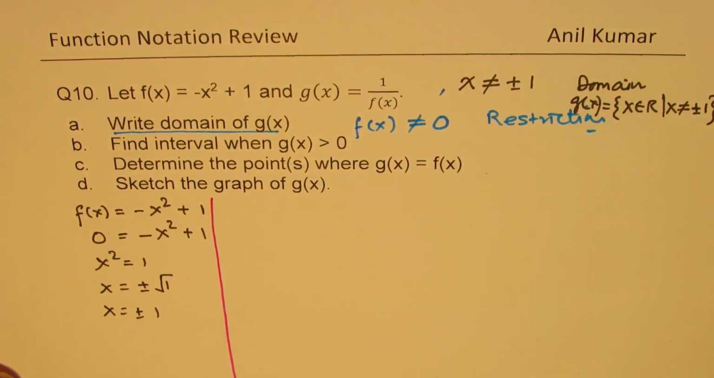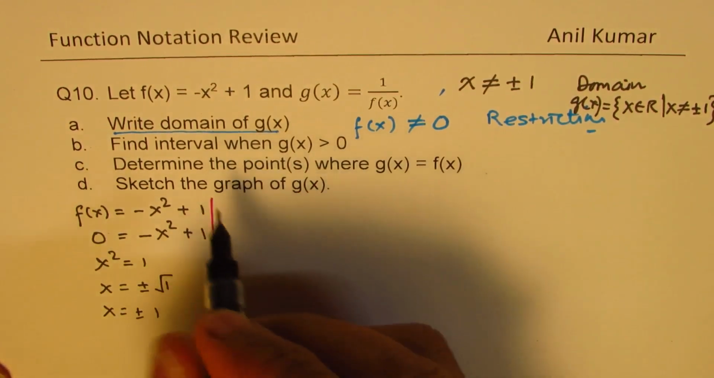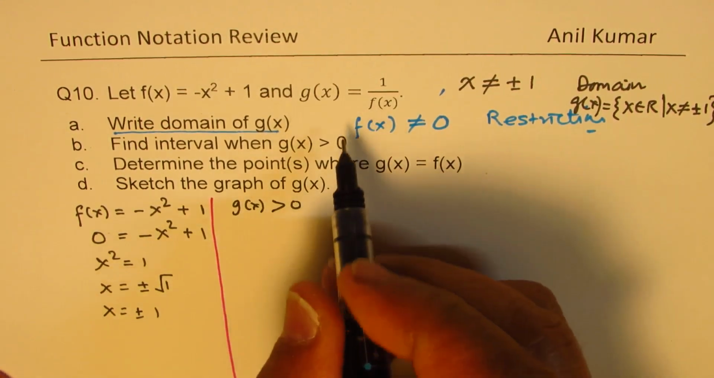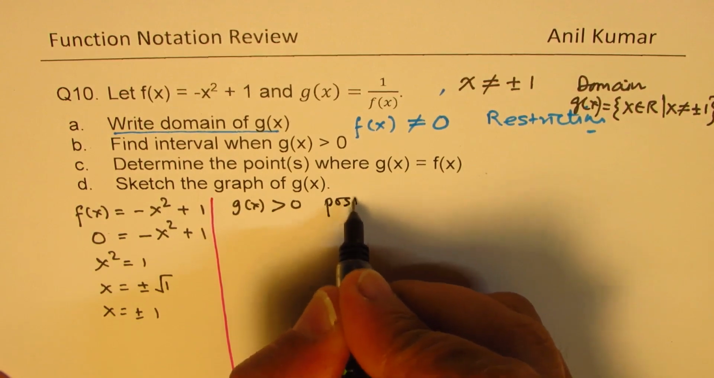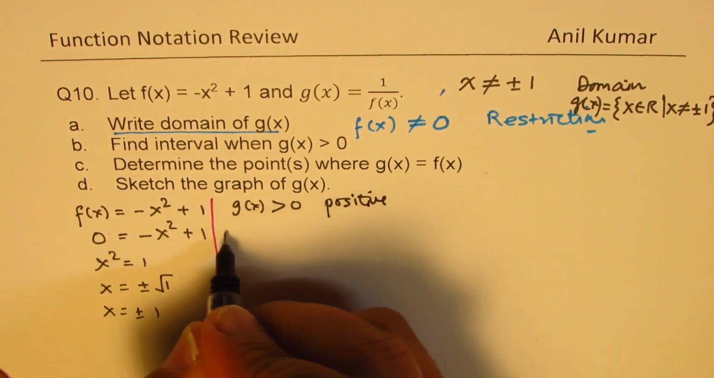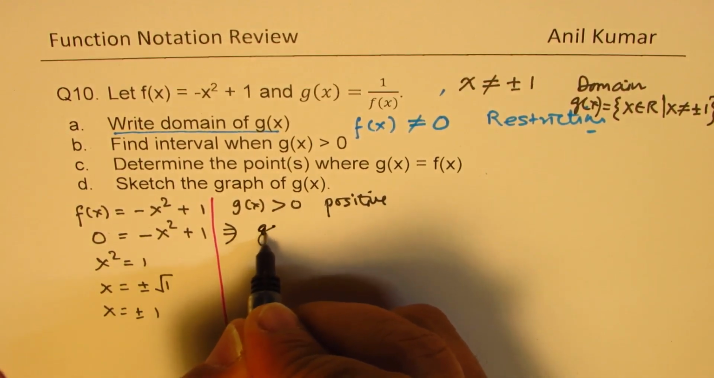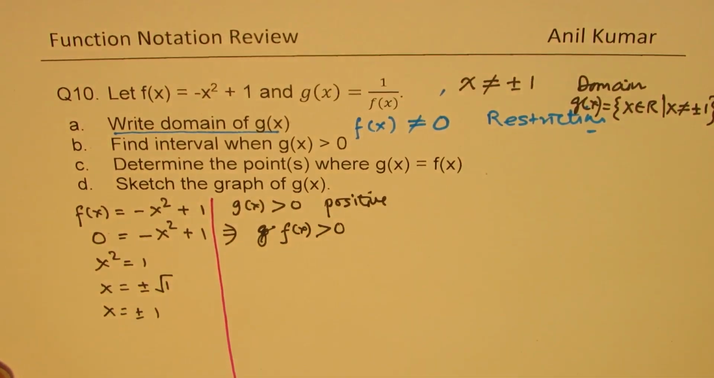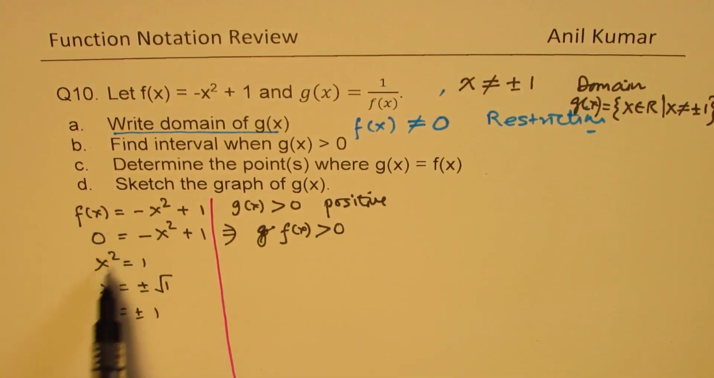So greater than 0 means positive, right? So let's be very clear. When I say g of x is greater than 0, it means positive, correct? It also implies that f of x should also be greater than 0. Is that clear to you? Right? f of x should also be greater than 0. Now we found that f of x is equal to 0 at plus minus 1.